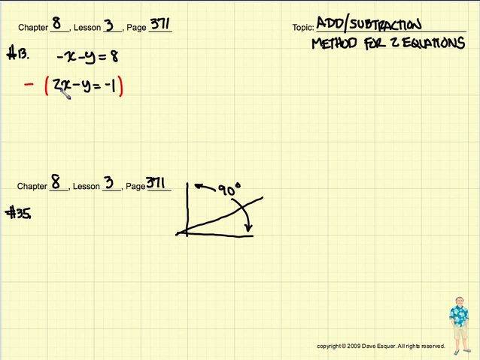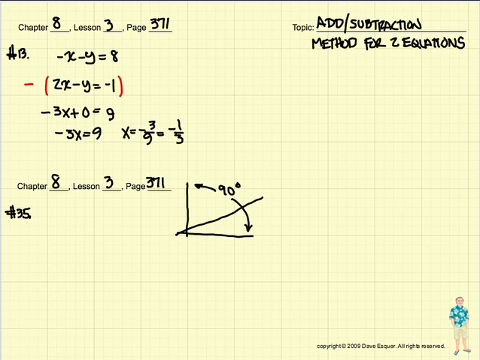Minus x minus 2x is going to give us minus 3x. Minus y minus a minus y. Remember, we got bling bling here, so these are going to cancel out. So we have minus y plus y is a 0. And it's equal to 8 take away a negative 1. 8 take away negative 1 turns out to be a positive 9. Bling bling again. So this looks like minus 3x is equal to 9. Or x is equal to negative 3 over 9, or negative 1/3. Remember, we're not quite done.